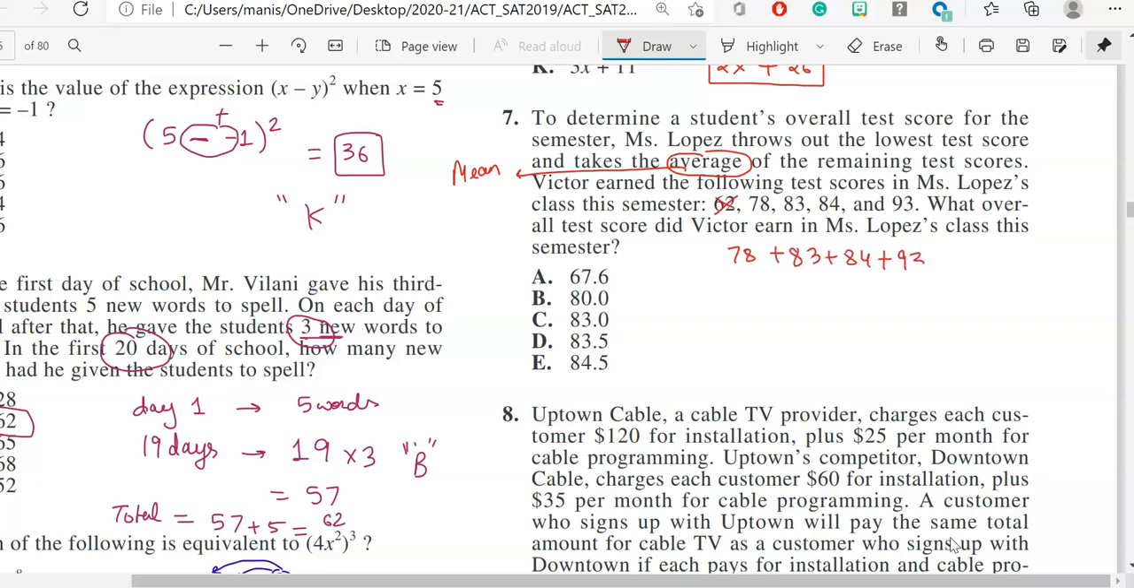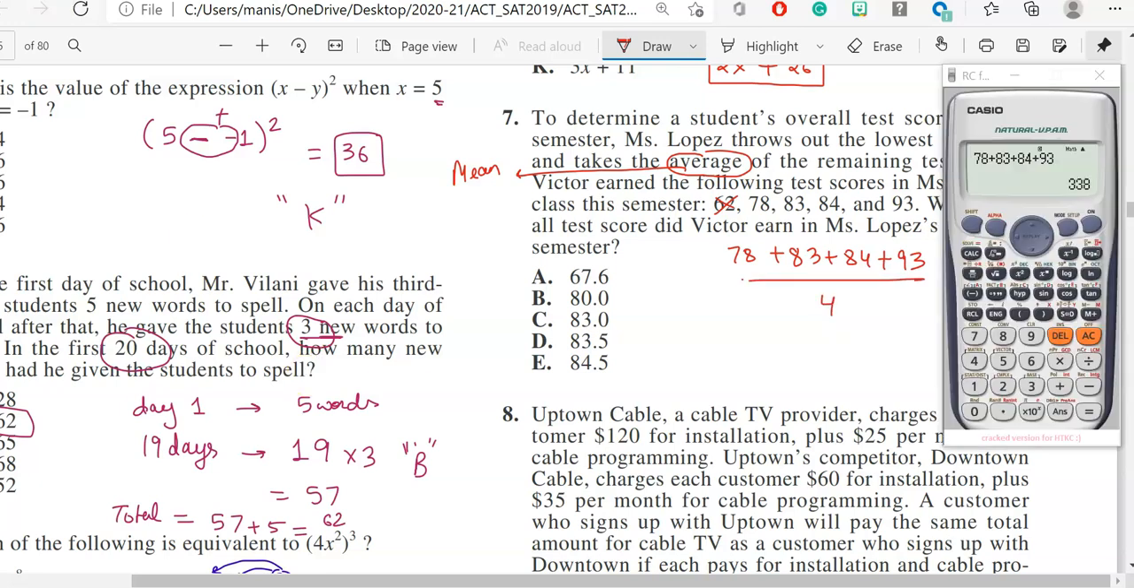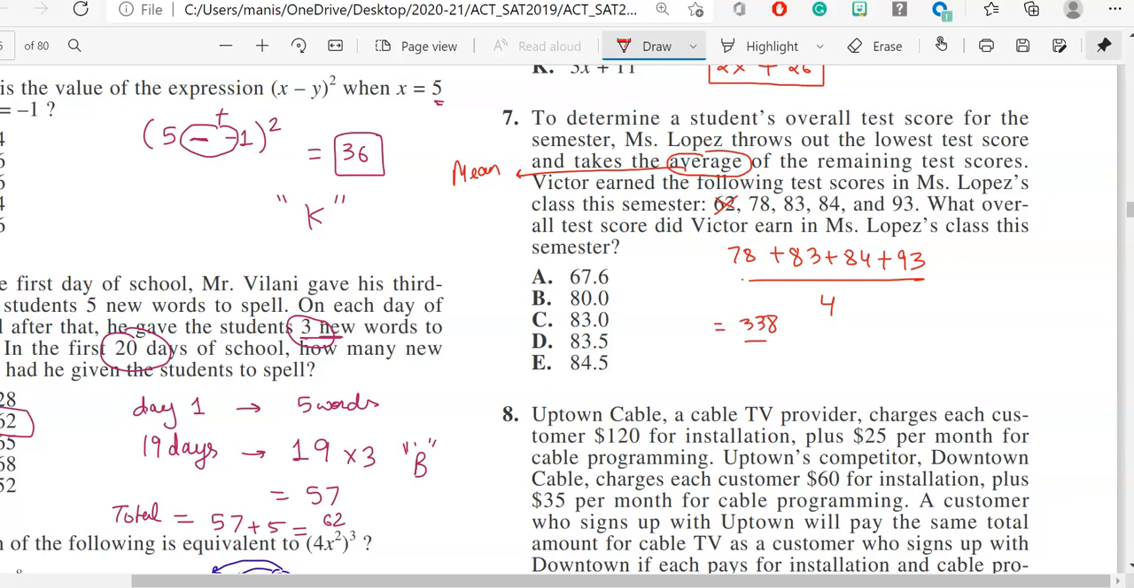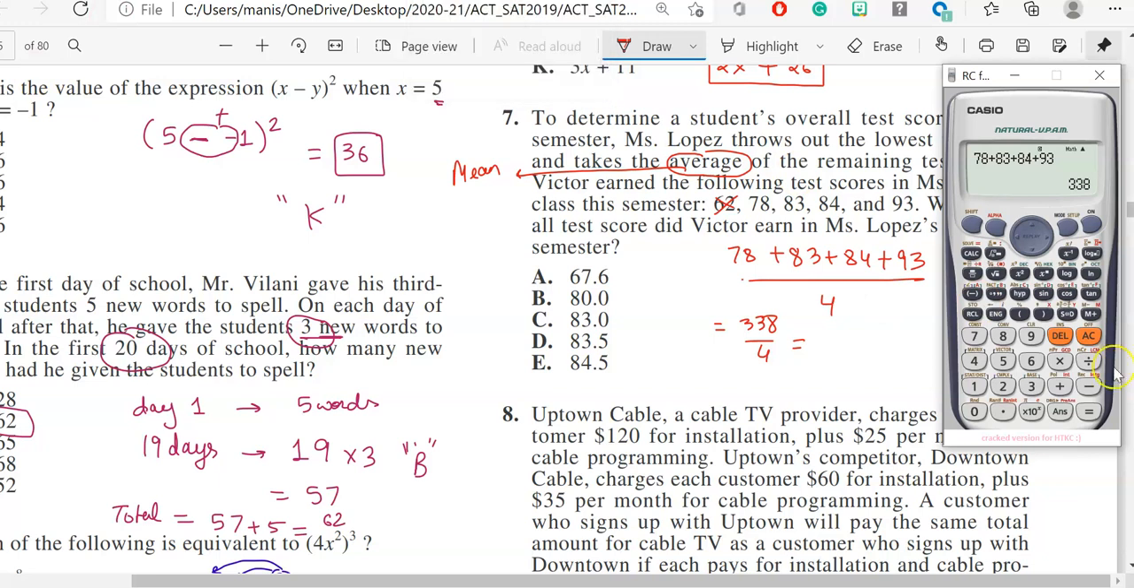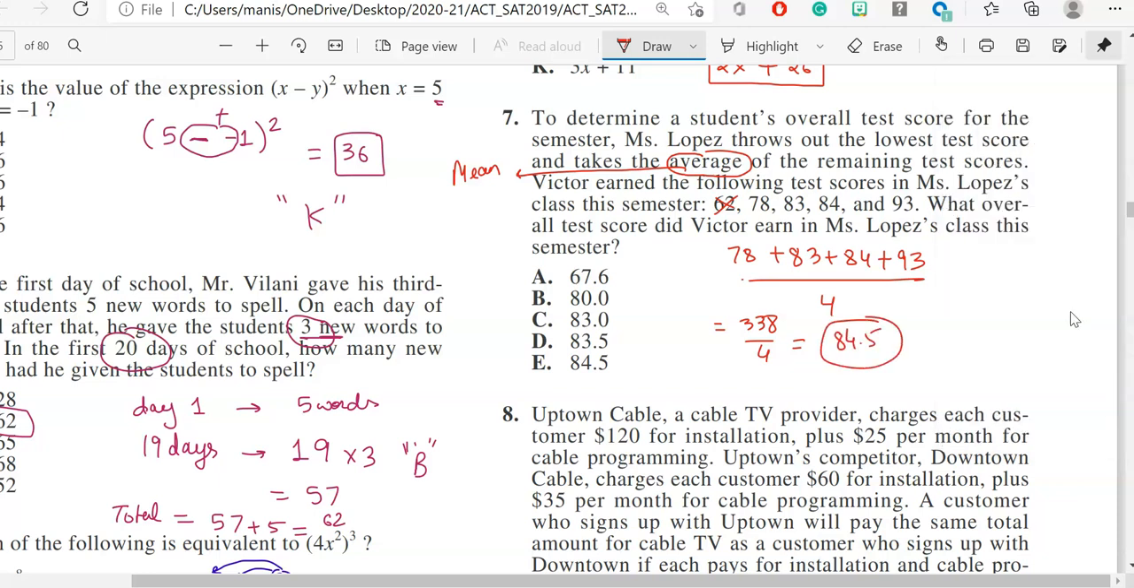Okay, how do we find the average? You add all the numbers and divide by the total number of scores. So let's add all of these numbers. As you can see, when I added all the numbers, I got the total as 338. So 338 divided by 4. I will check it over here in the calculator. 338 divided by 4, my answer is 84.5. So option E is the correct answer choice for question number 7.